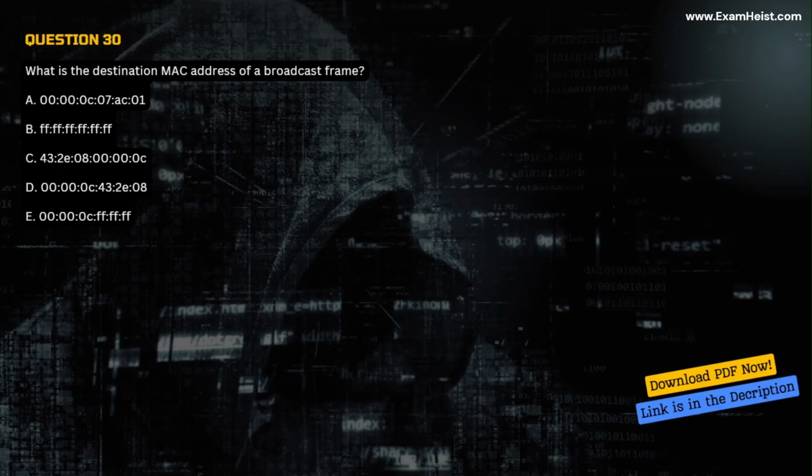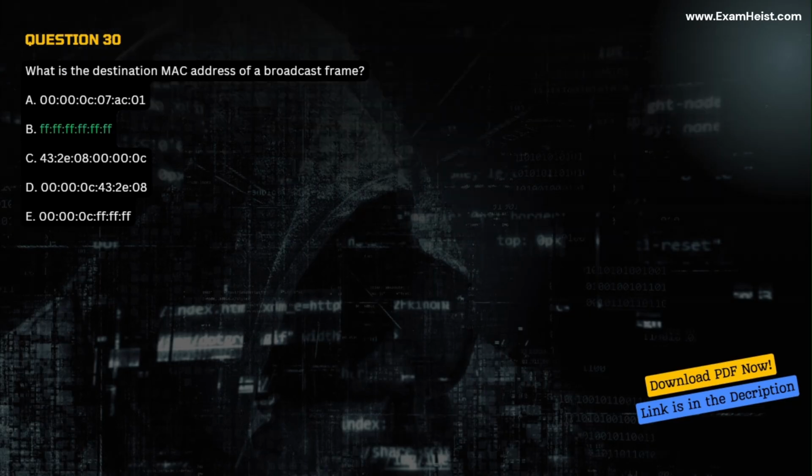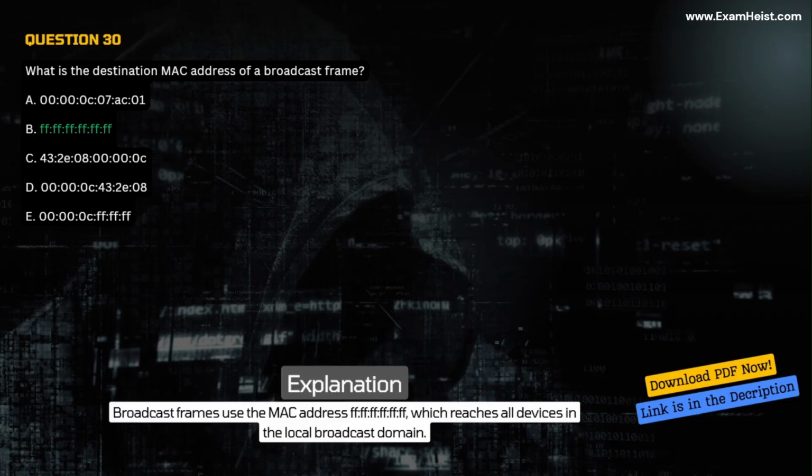Question 30. What is the destination MAC address of a broadcast frame? A. 00:00:0C:07:AC:01. B. FF:FF:FF:FF:FF:FF. C. 43:2E:08:00:00:0C. D. 00:00:0C:43:2E:08. E. 00:00:0C:FF:FF:FF. Correct answer B. FF:FF:FF:FF:FF:FF. Explanation. Broadcast frames use the MAC address FF:FF:FF:FF:FF:FF, which reaches all devices in the local broadcast domain.